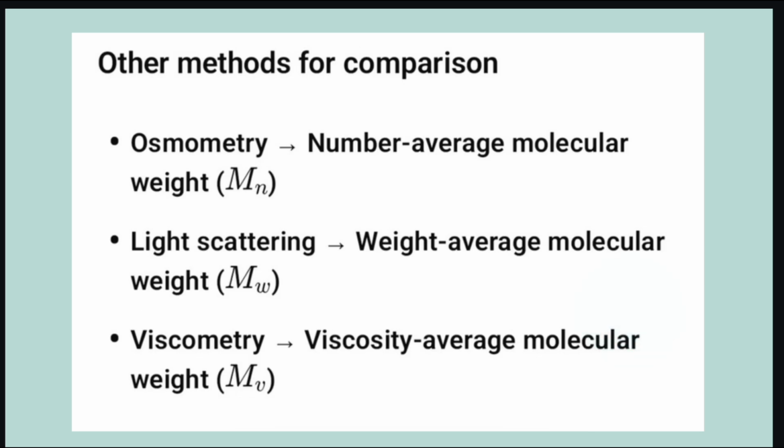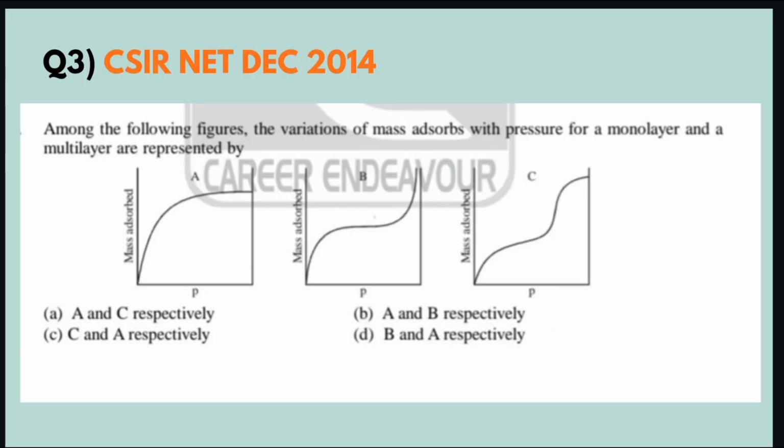Now, other methods for comparison. Remember these methods because they will be useful for other similar kinds of questions. Osmometry always gives number average molecular weight Mn, light scattering gives weight average molecular weight Mw, and viscometry gives viscosity average molecular weight. Understood? Now let's move to the fourth question.